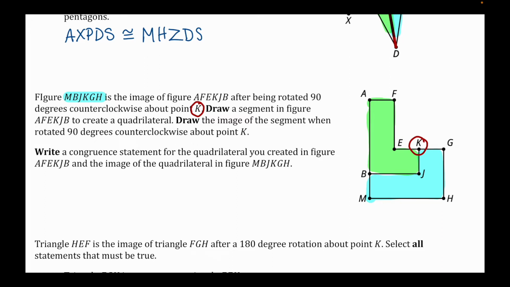Okay, draw a segment in AFEKJB to create a quadrilateral. Then we're going to draw the image of the segment when rotated 90 degrees. So we're just going to draw ourselves a segment and then draw another segment, and then write a congruent statement for the quadrilateral that we created in each. So you can ultimately select any points here to kind of connect. Well, not any points, but there are a couple different answers for this.